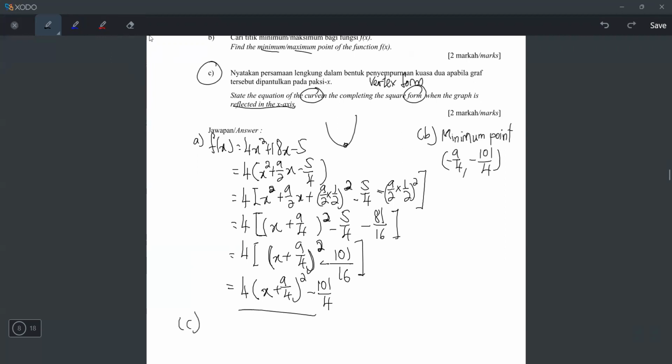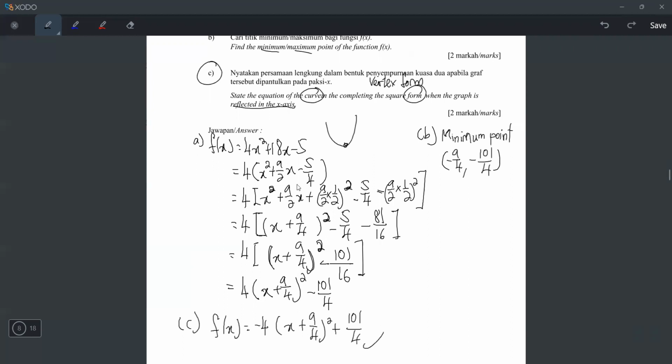So first of all, if I reflect x-axis, what will happen to the shape? What will happen to the shape? It will not be a U shape anymore. It will be an N shape. So the 4 will become negative 4. And what about this plus 9/4? Okay, this one will stay the same. This one will stay the same. But this one, the y coordinate of the turning point will change to plus 101/4. So this is your answer.